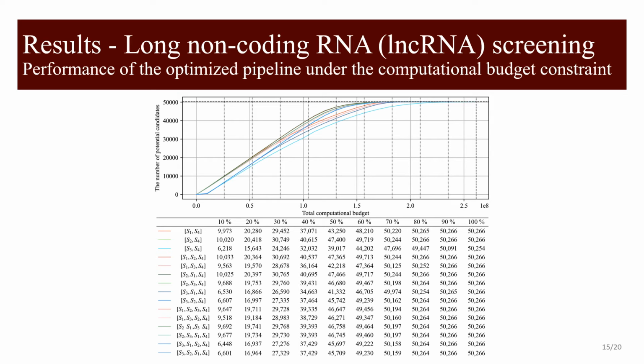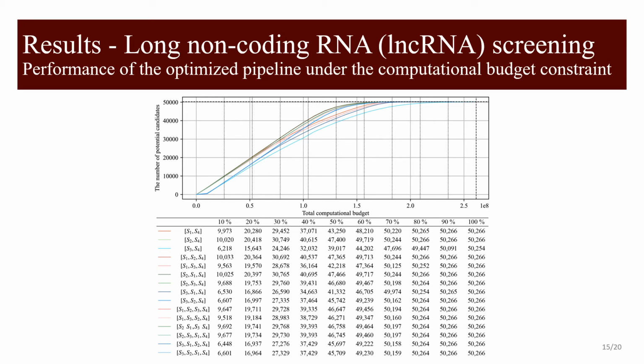The X and the Y axis stand for the computational budget and the number of potential candidates that pass the last stage, respectively. The black horizontal and vertical dashed lines represent the number of true potential candidates and the computational cost for the complete evaluation of all the samples based on only the last stage LNC Finder, respectively. The black vertical dotted lines are located at intervals of 1/10 of the original cost. Underneath each dotted line, the number of potential candidates selected by each optimized pipeline is summarized.